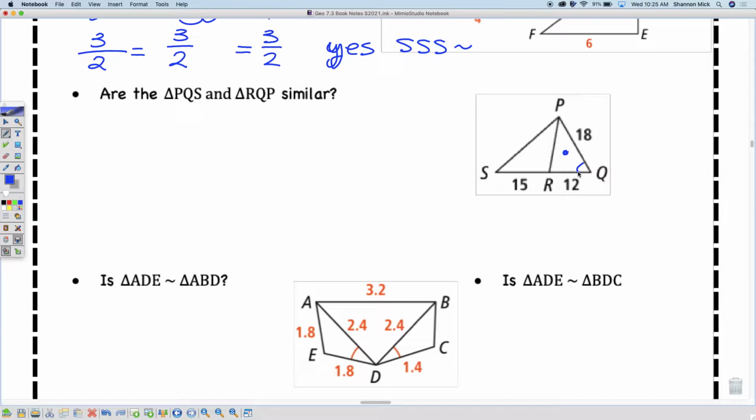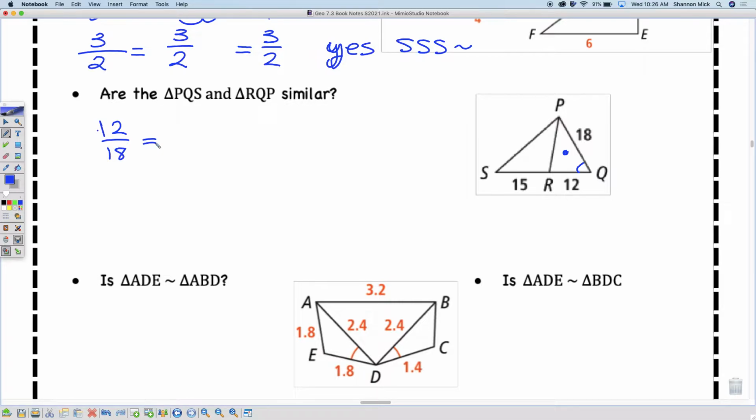Okay, so what do you want to start with? Little or big? Little. Okay, so 12 over 18 would be little, right? And what would 12 correspond to? Now 12 is the shortest side. Would it be SP? Well, we don't have any information about SP. What does it correspond to, 15?